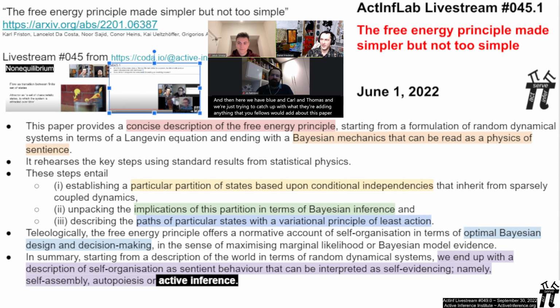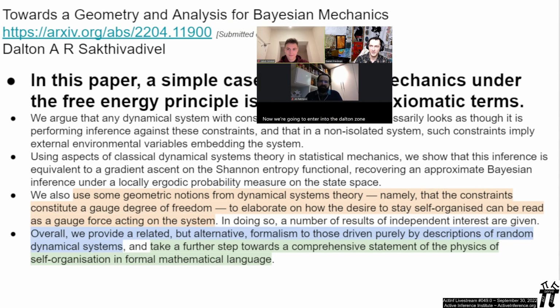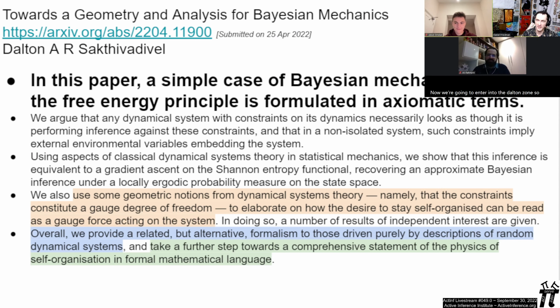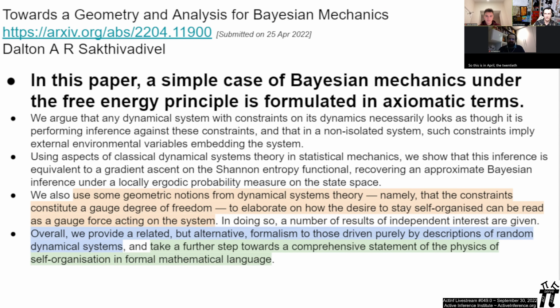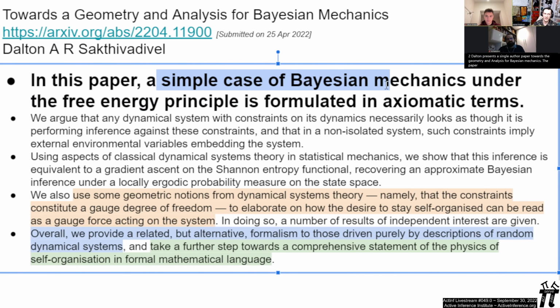All right. Now we're going to enter into the Dalton zone. So this is in April 2022. Dalton presents a single author paper, Towards a Geometry and Analysis for Bayesian Mechanics. The paper presents a simple case of Bayesian mechanics under the free energy principle and formulates it axiomatically. There's going to be a lot of interesting things to unpack. Does anyone want to just give their read on the importance of this paper?